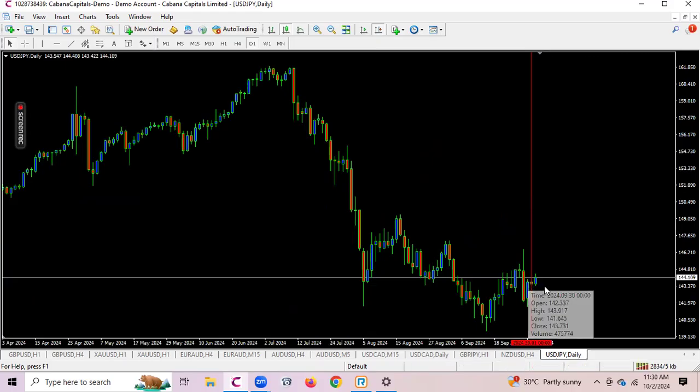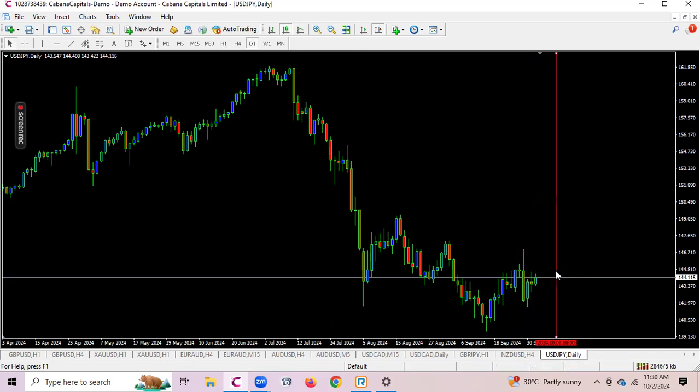This is daily time frame. This was yesterday, Monday's candle. Monday was bullish. Tuesday was indecision. Neither buyers nor sellers had the upper hand yesterday. Then today has been bullish.